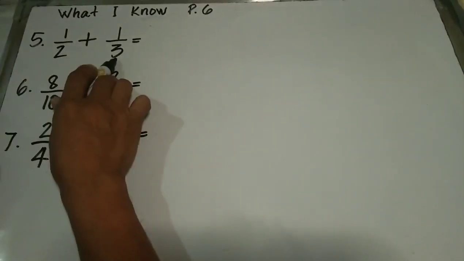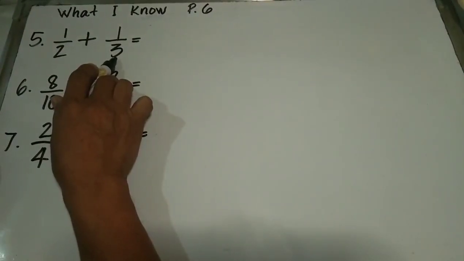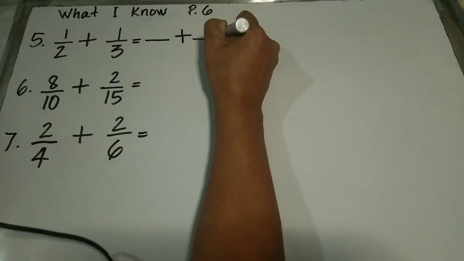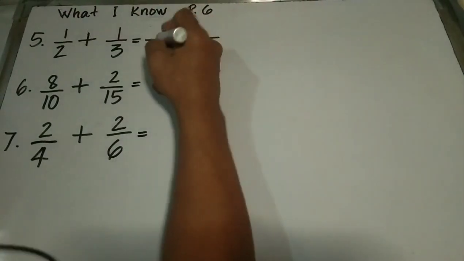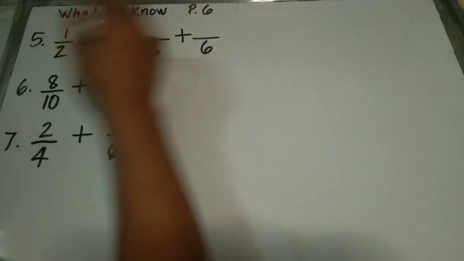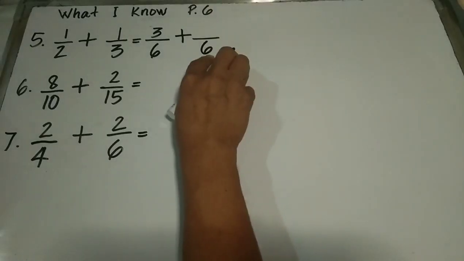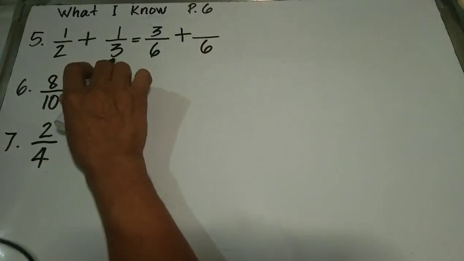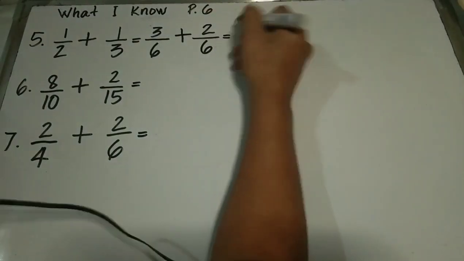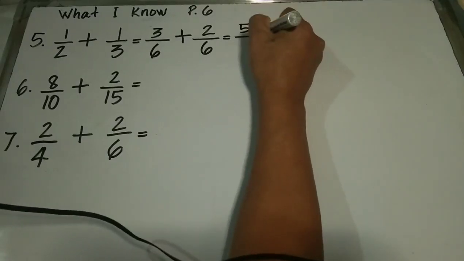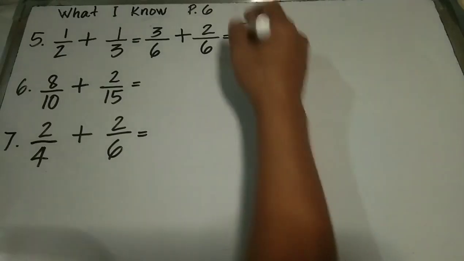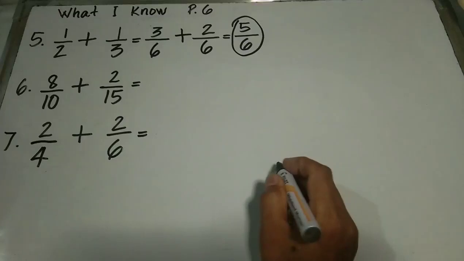Number 5, 1/2 plus 1/3. So the two denominators are subsequent numbers, so we will have to multiply them right away. So try to remember this one: if the two denominators are subsequent numbers, you multiply them right away. We have 6. 6 divided by 2, we have 3, times 1 will remain 3. 6 divided by 3, we have 2, times 1, we have 2. Add the numerators, we have 5/6. So we could no longer reduce the fraction because 5 is a prime number.